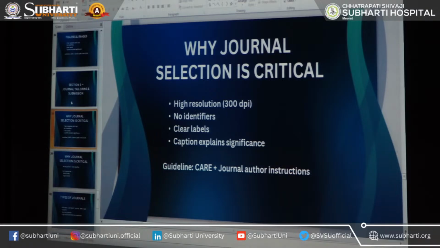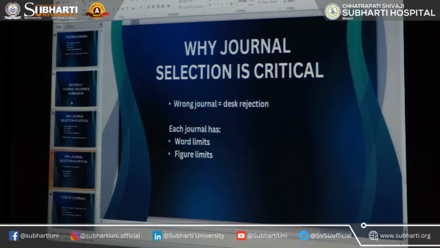So if the journal guidelines are very specific for images, you have to align with those images, specifically with your case reports. Your de-identified images with clear labels and high resolution must be uploaded. Then, the wrong journal will be equivalent to rejection. You have to align with journal guidelines, their word limits and their figure limits.